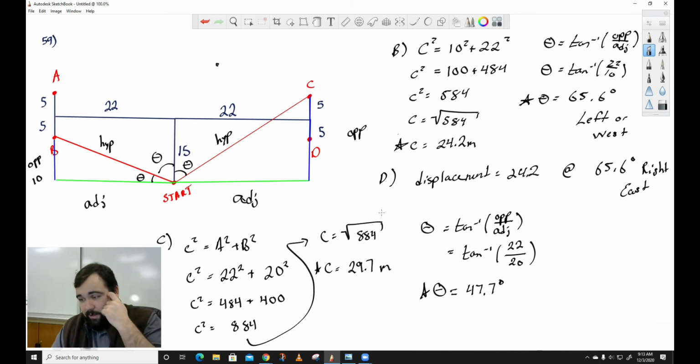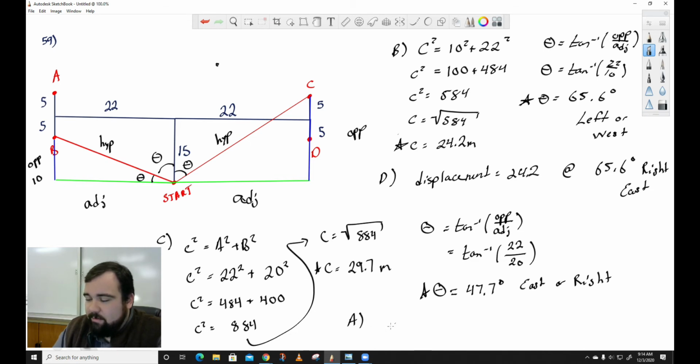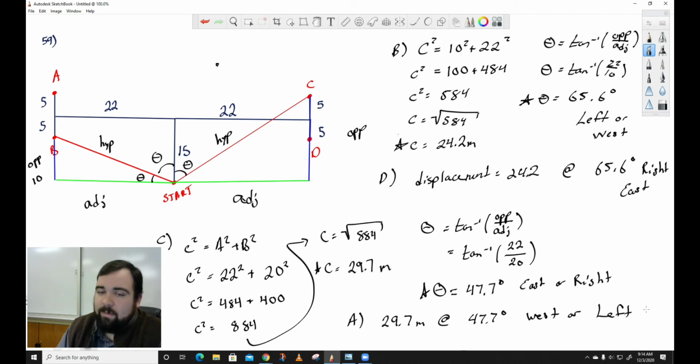So we have the answer for C then. We have that 29.7 meters at an angle of 47.7 degrees, and that's going to be east or right. And therefore we also have A, but A we would answer as 29.7 meters at an angle of 47.7 degrees west or left. Alright, so there is your work through for number 59.